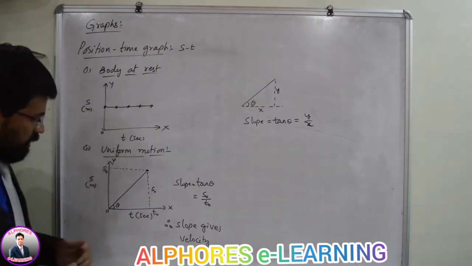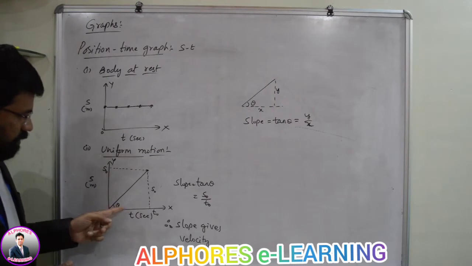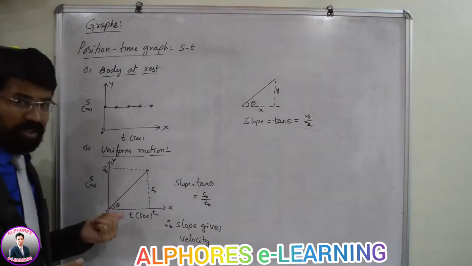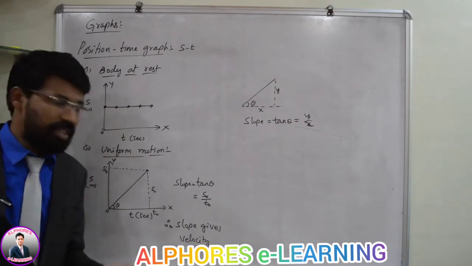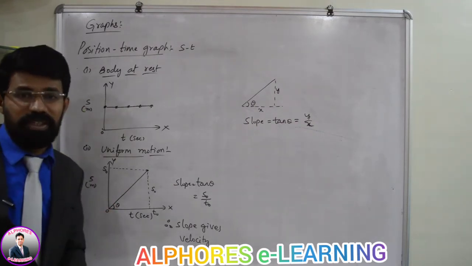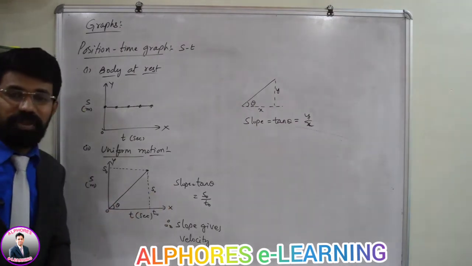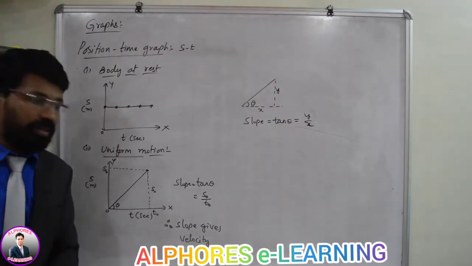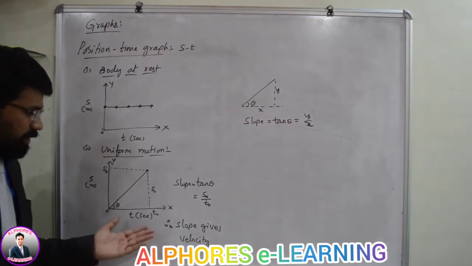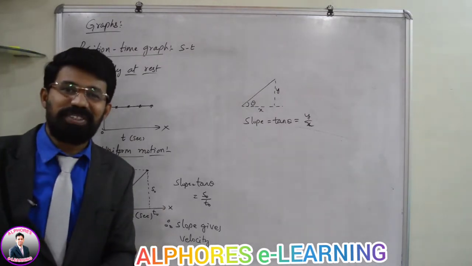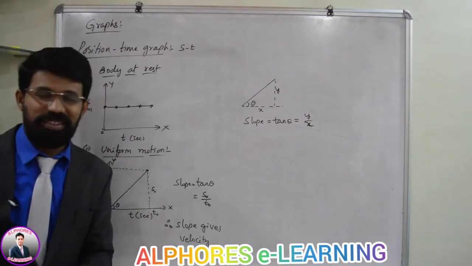And here slope has some value. Let us say in this particular case I have given the coordinates also: 1, 1, 2, 2, 3, 3. If that is the case, this theta will be 45 degrees. So tan 45 will be how much? It will be equal to 1. So slope is equal to 1, isn't it? And slope is 1 in the sense the velocity is what? 1 meter per second.